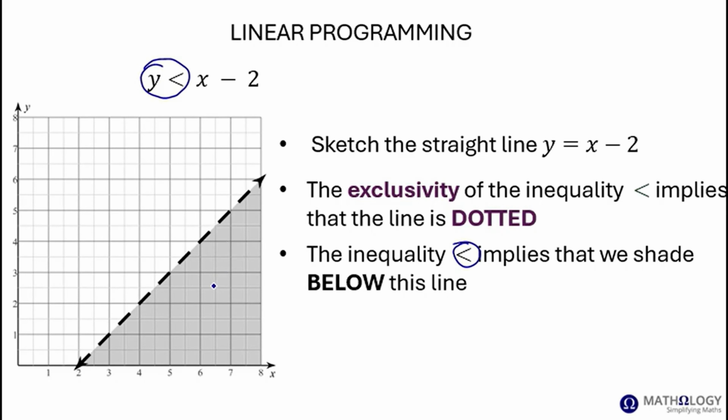That less than symbol means we are shading below the line we have just sketched. So we take our pen and indicate little markings below the line. You can take your highlighter and highlight the region enclosed by that constraint.